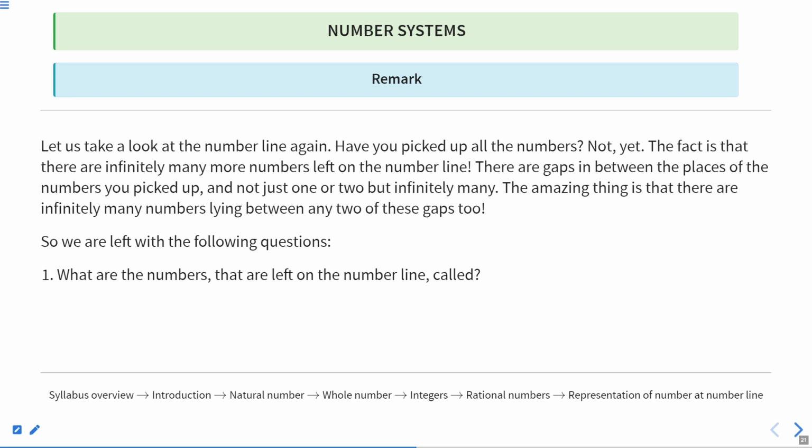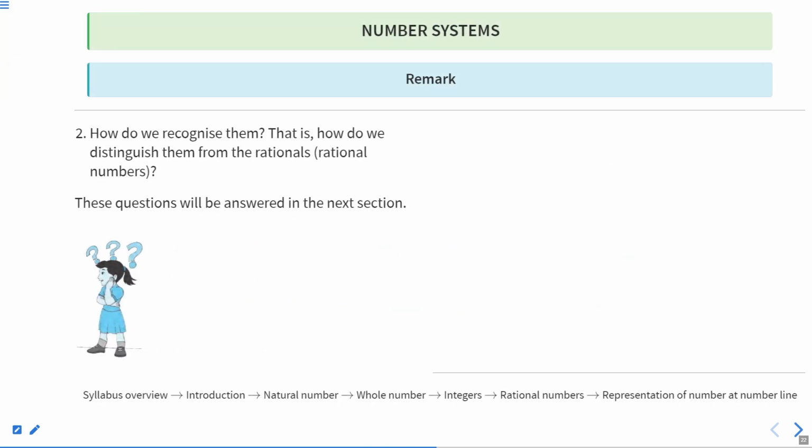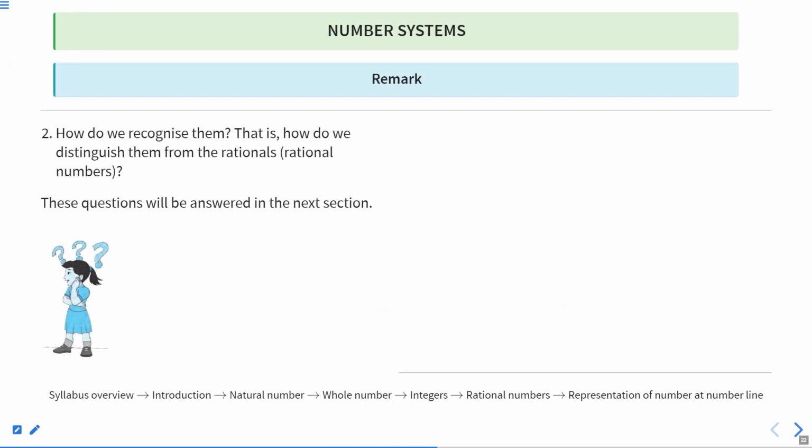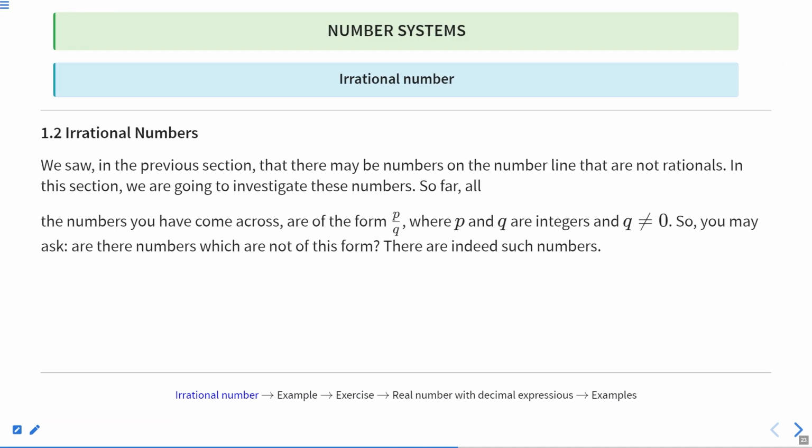So we were left with the following questions. The first question is, what are the numbers that are left on the number line? And the second question is, how do we recognize them? That is, how do we distinguish them from the rational numbers? These questions will be answered in the next section. So let us see the next section.